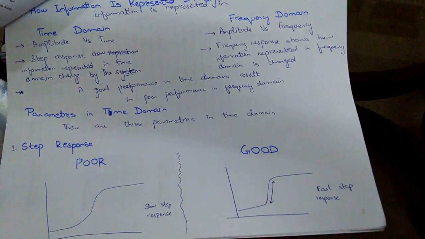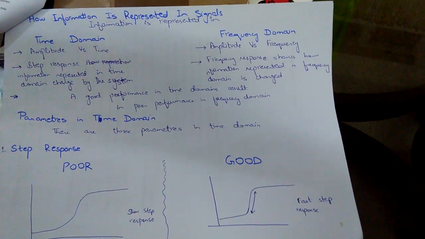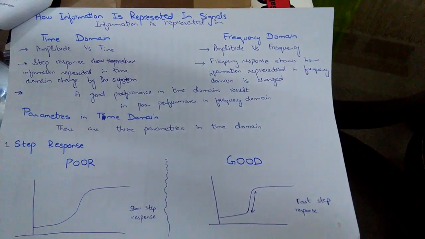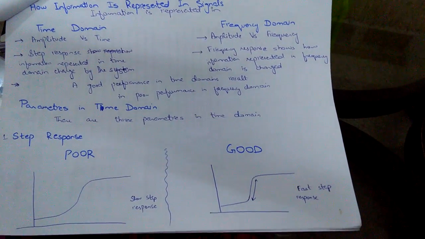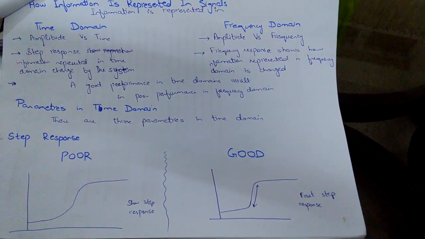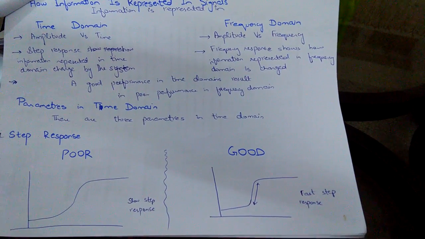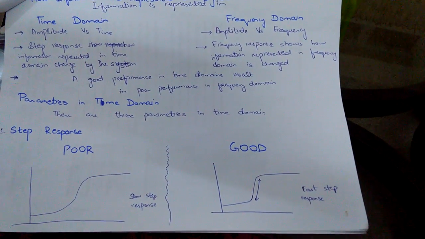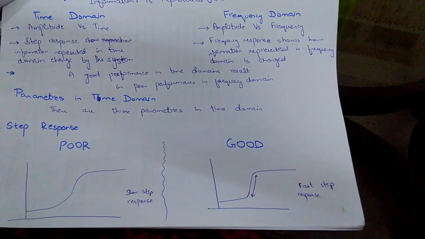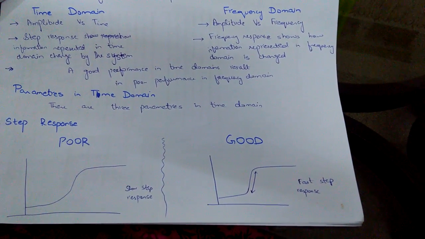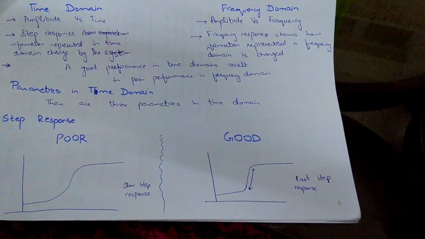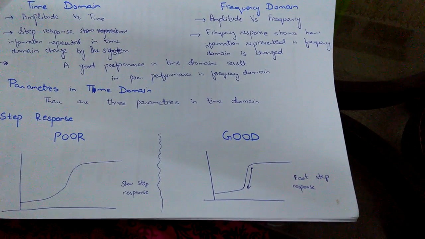Next, how information is represented in signals. Information is represented in the time domain and the frequency domain. In the time domain, there is amplitude versus time, while in the frequency domain there is amplitude versus frequency. The step response shows how information represented in the time domain is changed by the system, and the frequency response shows how information represented in the frequency domain is changed. A good performance in the time domain can result in poor performance in the frequency domain.